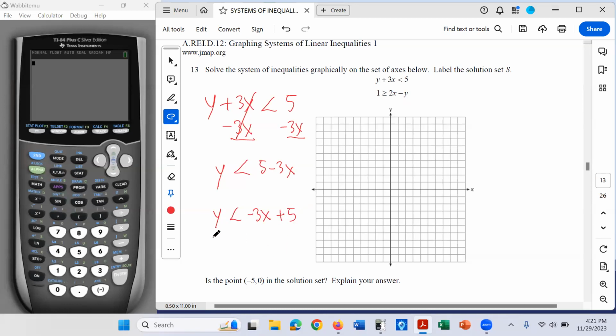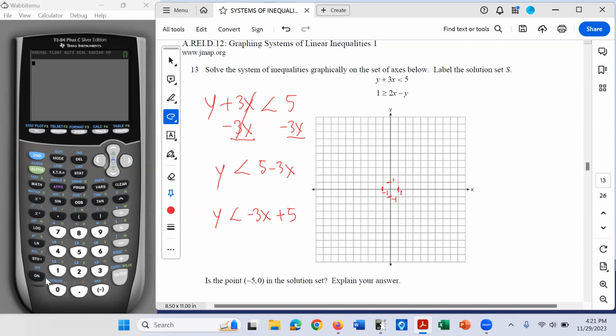Cool. Now it's time to graph. I'm going to go over to my graph, put in my positive 1 here. Positive 1 going up. Negative 1 going down. As well as negative 1 going back as well. So now I'm going to go ahead and plot these points, right?